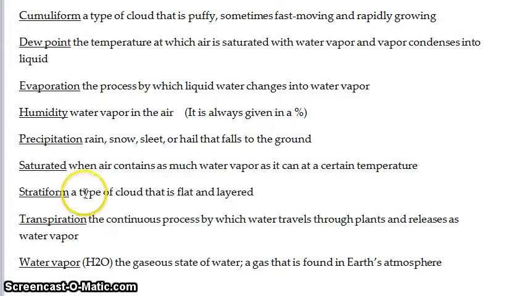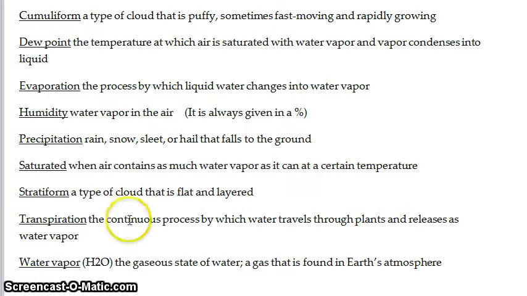Stratiform is a type of clouds that are flat and layered. A lot of times they mean that the weather conditions are fairly stable and not changing. Transpiration, the continual process by which water travels through plants and is released as water vapor. It's another way that water can get into the atmosphere, or turn from a liquid into a vapor or gas and get into the atmosphere.